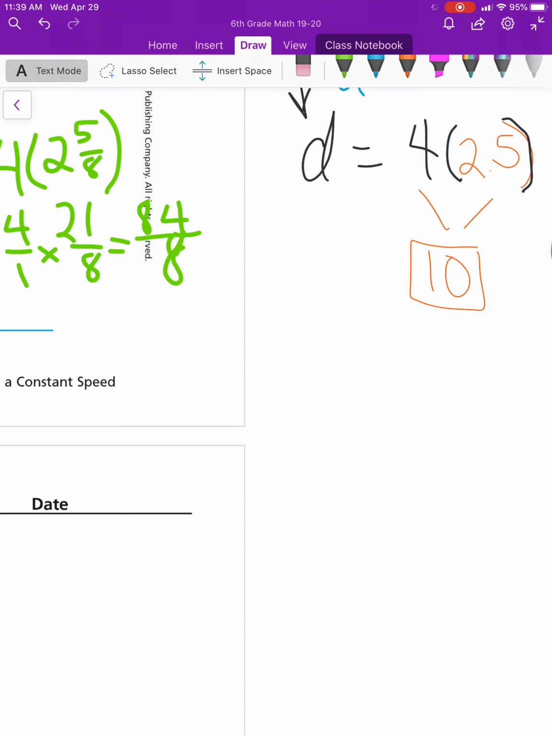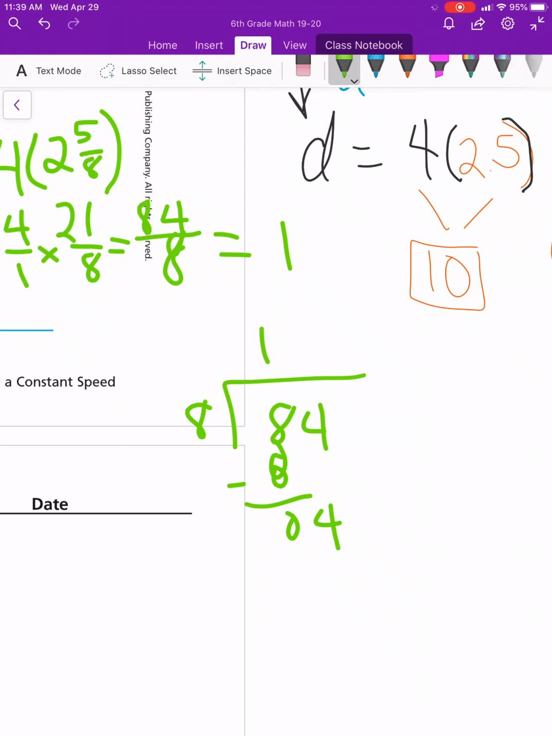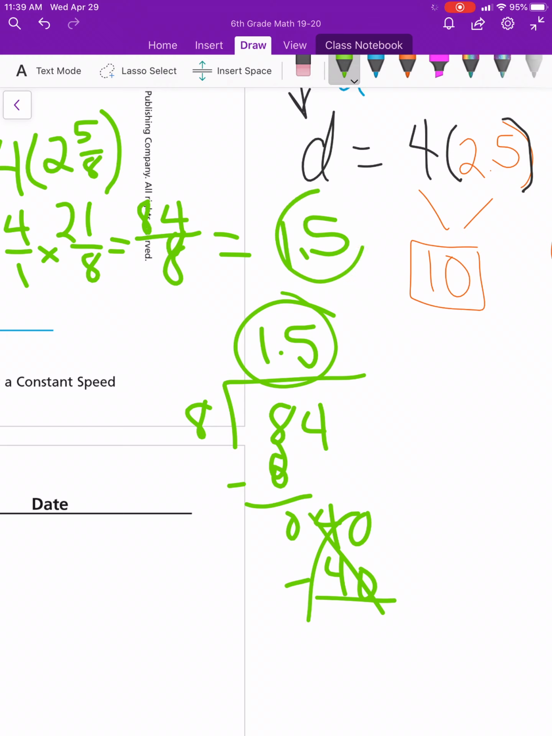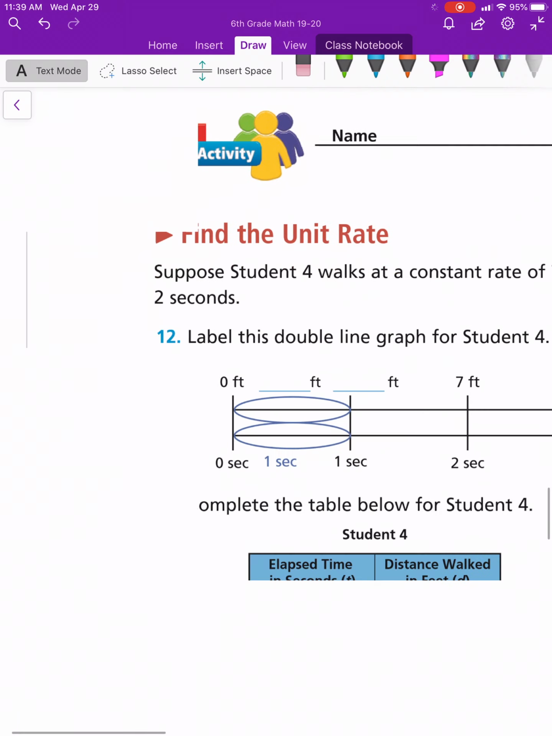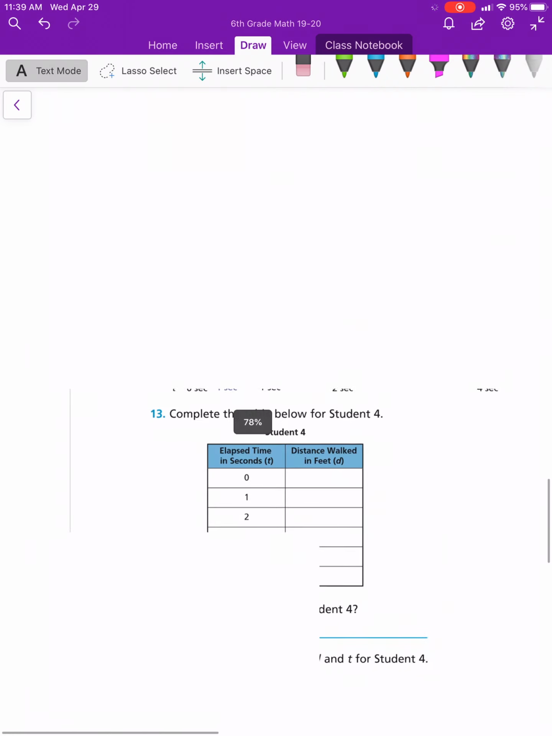Simplified is, well, let's just do 84 divided by 8. 8 goes into 8 one time. Left with 4. 5 goes into 8 40 times, just like that. So my answer is 10.5 feet. Okay. Good. Okay.